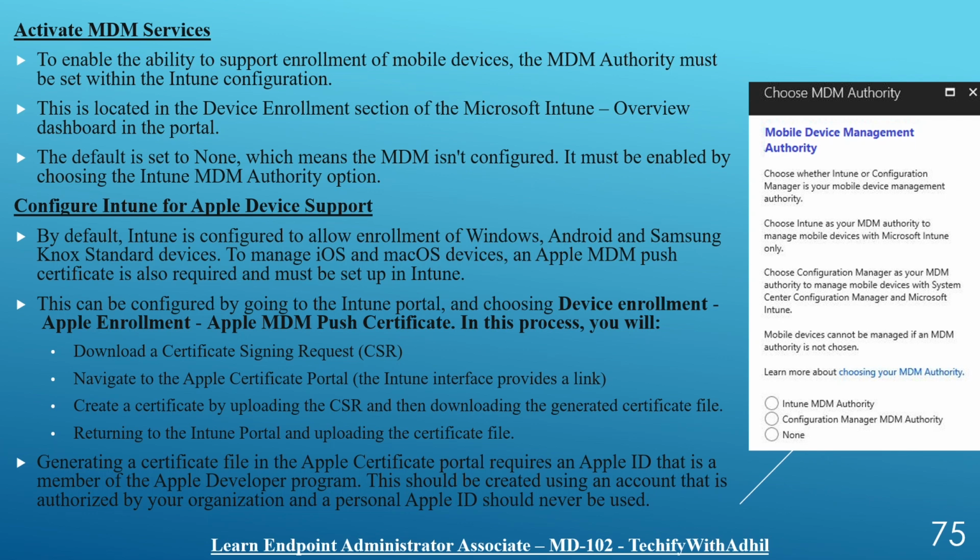Generating a certificate file in the Apple certificate portal requires an Apple ID that is a member of the Apple Developer Program. This should be created using an account that is authorized by your organization, and a personal Apple ID should never be used. This is a very important thing to note down. When you are going to enroll your Apple devices like your macOS devices or iOS devices, you will have to do additional setup in the MDM to push down the certificate.